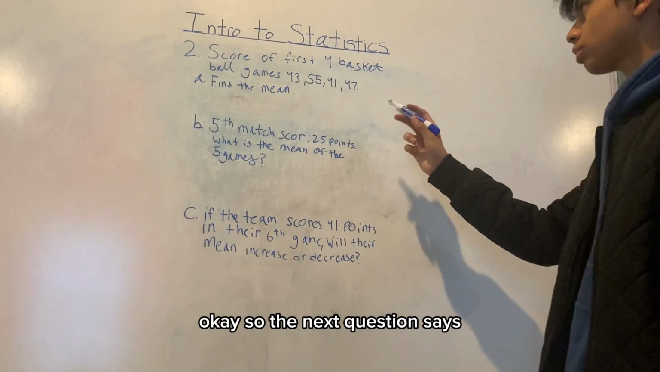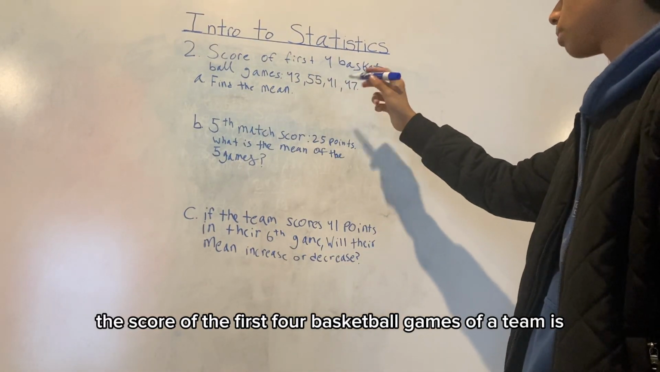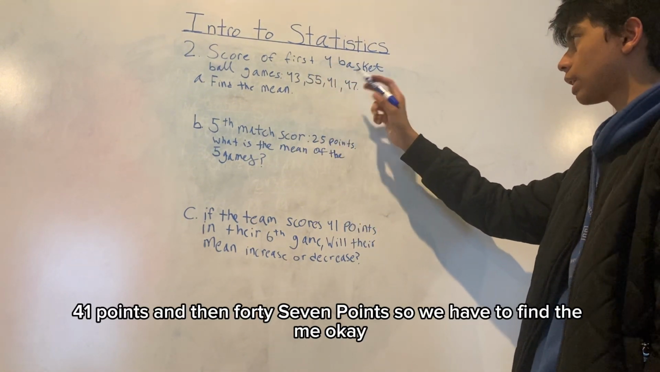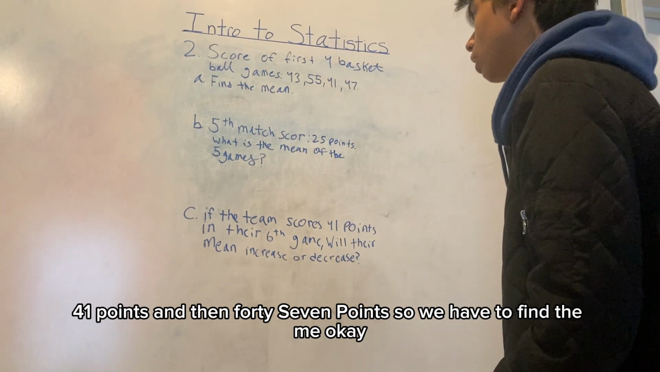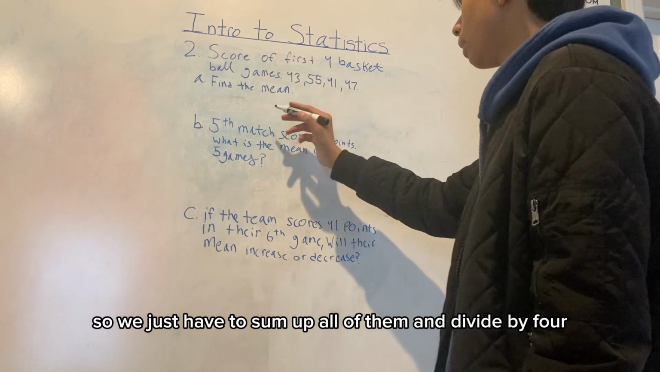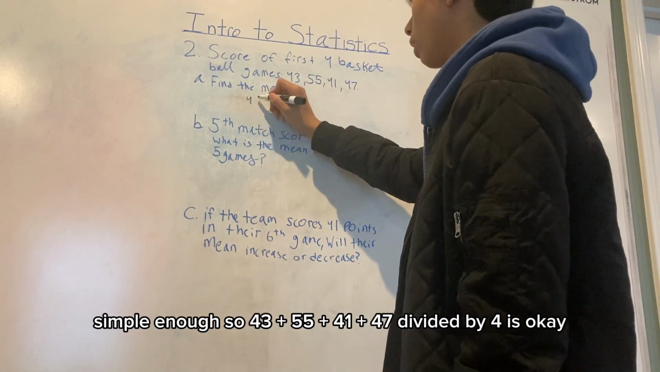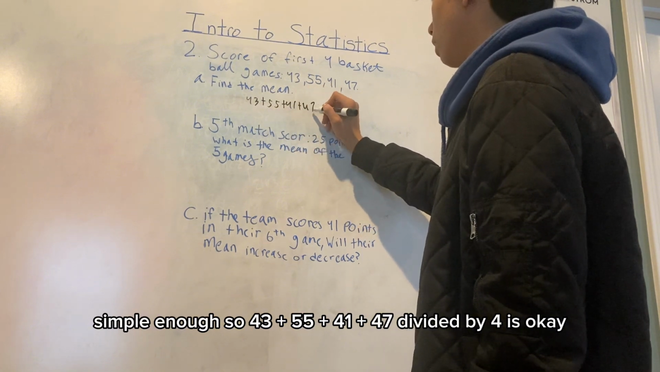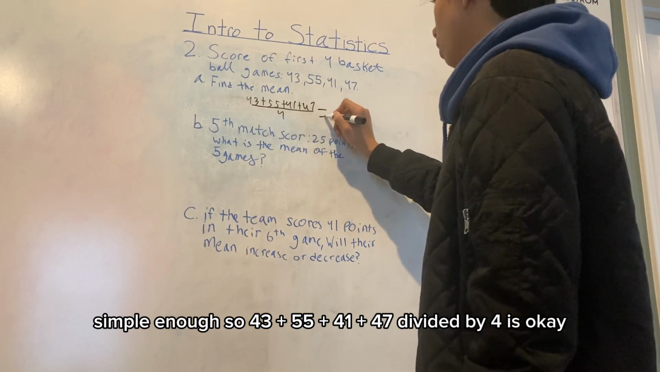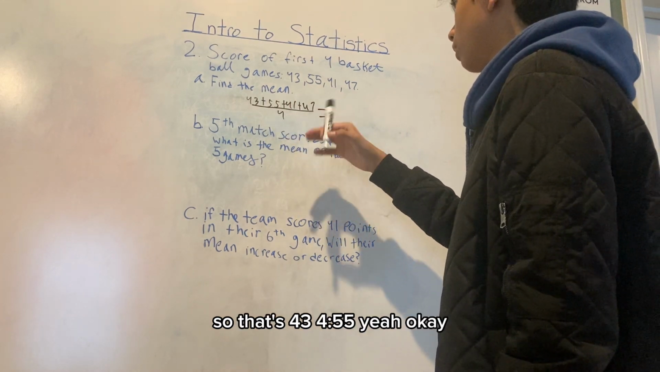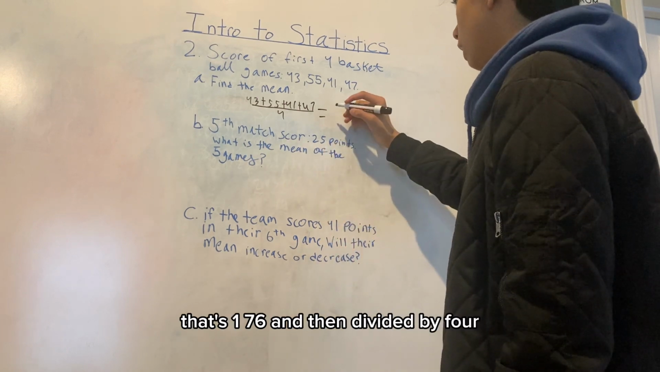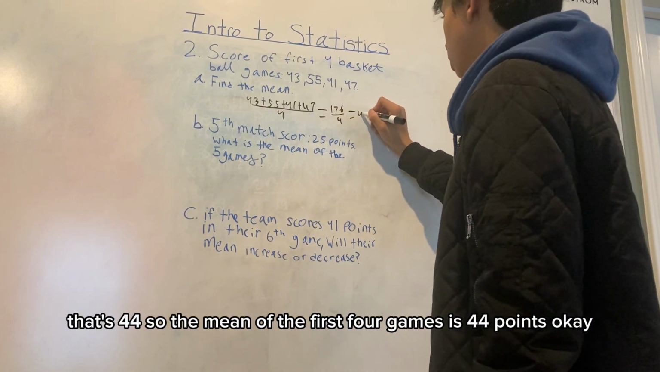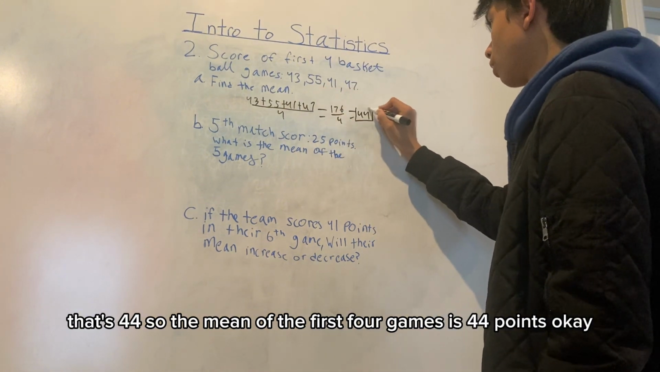Okay, so the next question says the scores of the first 4 basketball games of a team: they scored 43 points, 55 points, 41 points, and then 47 points. So we have to find the mean, okay? So we just have to sum up all of them and divide by 4. Simple enough. So 43 plus 55 plus 41 plus 47 divided by 4 is, okay, that's 176. And then divided by 4, that's 44. So the mean of the first 4 games is 44 points.